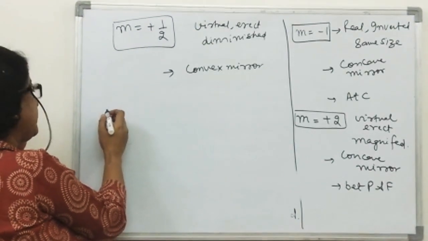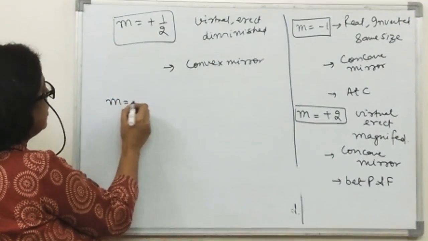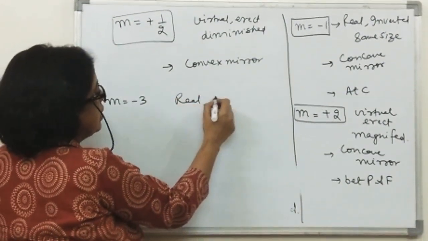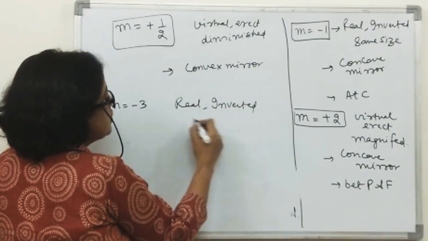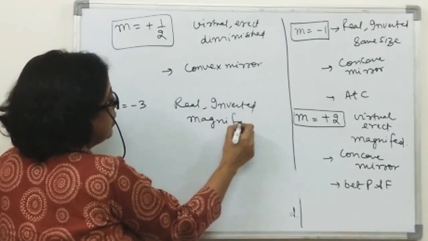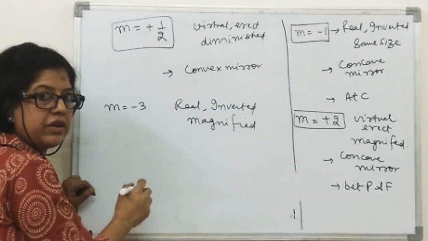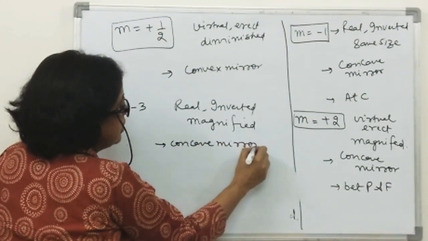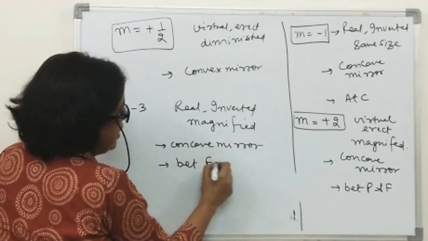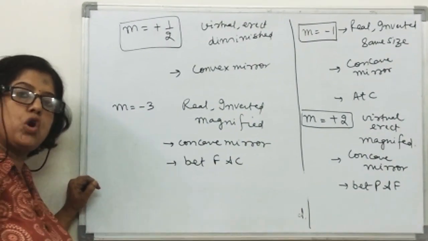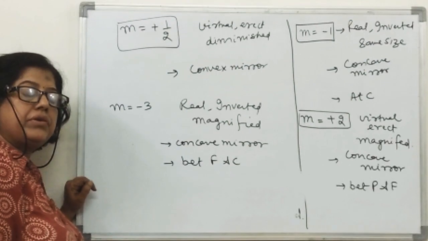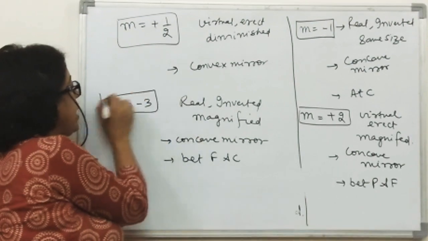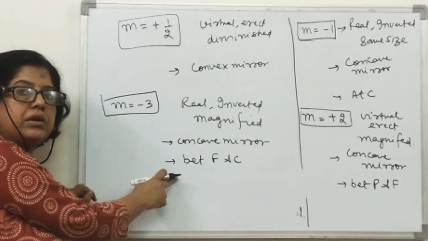Let's say m is minus 3. What is it? Minus means real inverted and 3 means magnified. So which mirror? Real inverted magnified, obviously concave mirror. And where is the object? Between F and C. The object is between F and C. The image is beyond C, you must remember. And the image is beyond C and it is real inverted magnified. So from this value of m, all this information can be derived.